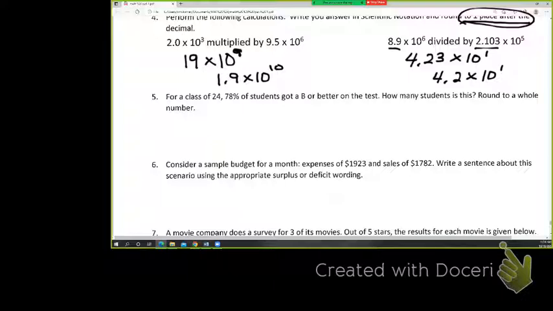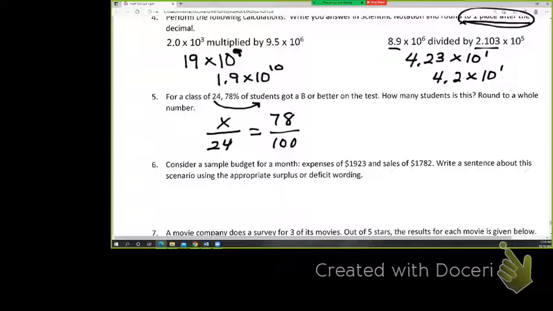Now in number 5, we have a percent problem, so we can use a proportion. In a class of 24, 78% of the students... So the 24 is how many students, so the 24 is the base. We want to know how many got a B or better. 78 is, of course, over 100.